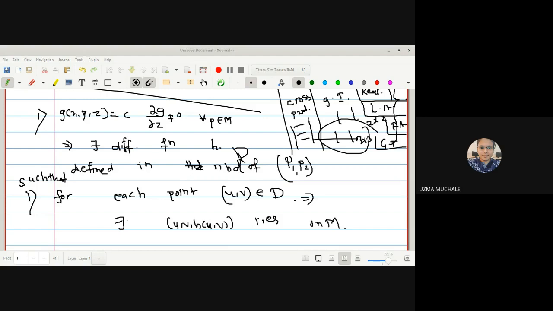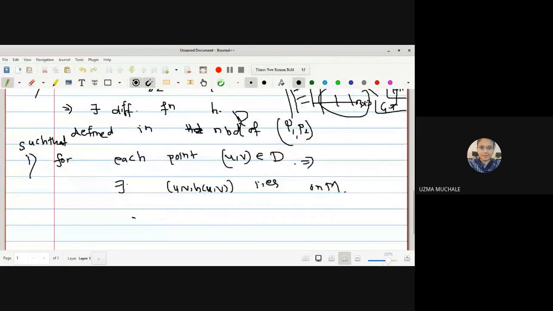Okay, instead of saying surface M, okay, it is given surface, so we can say that there exists a uv h of uv lies in M. That is g of uv h of uv is equals to some constant, right? That is g of, instead of x y z you can write u v, and the third one is h of uv is equals to some constant c.